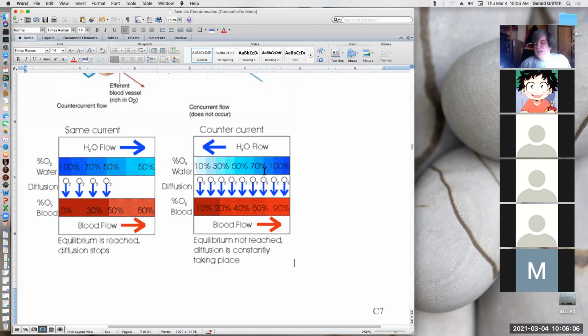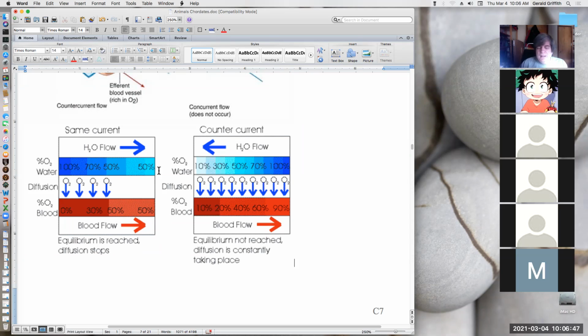Now, the key thing to notice here is that when the blood leaves the gills, it has a higher concentration of oxygen. Why? Well, let's focus on where we have 50% oxygen in the water and 40% in the blood. When we have 50% in the water in concurrent flow, diffusion stops. When we have 50% concentration of oxygen in the water with countercurrent flow, diffusion continues. 70% diffusion continues. Now, why does this happen?